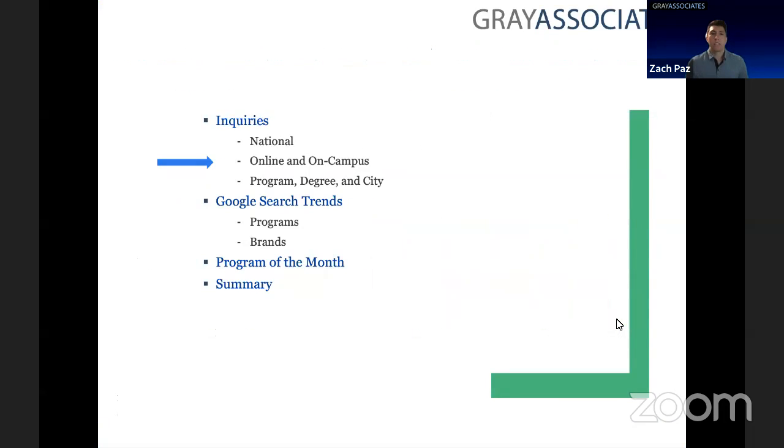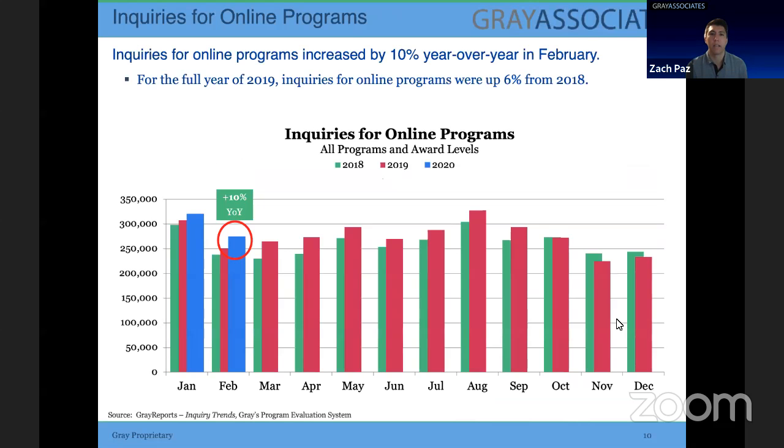So that's great to understand what's going on overall. How does this look when we're comparing interest in online programs versus interest in on campus? So let's take a look at online. Overall, online has been increasing. Other than November and December, we've seen consistent increases in the number of online inquiries. In February, we saw a 10% increase. So there's going to be more interest year over year in online programs.